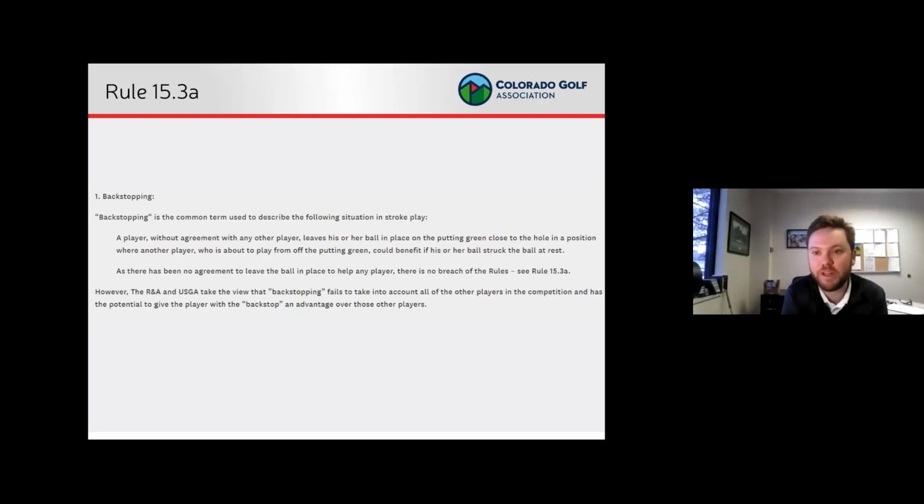Again, in stroke play. We see this in stroke play only. A player, without agreement from any other player, leaves his or her ball in place on the putting green, close to the hole, in a position where another player who's about to play from off the putting green could benefit if his or her ball struck the ball at rest. Backstopping. As there has been no agreement to leave the ball in place with any player, there is no breach of the rules. See 15.3a.